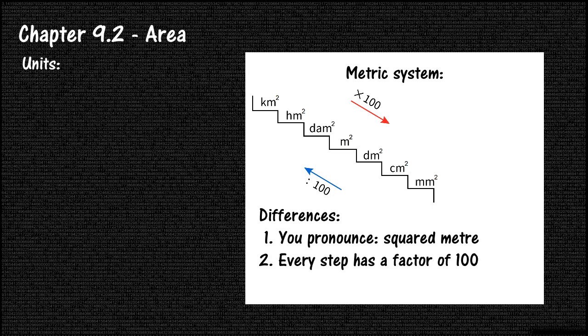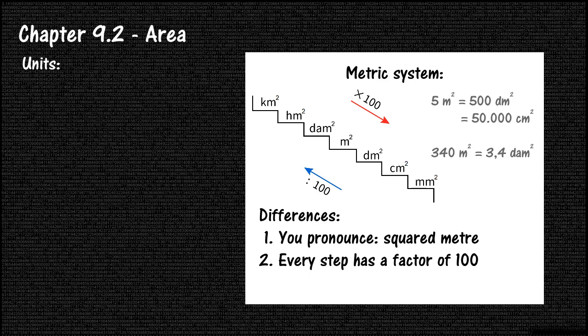So to rewrite 5 squared meters into squared decimeters, we need to multiply by 100 for one step. Meaning 5 squared meter is equal to 500 squared decimeter and equal to 50,000 squared centimeters. And 340 squared meter is equal to 3.4 squared decameter.